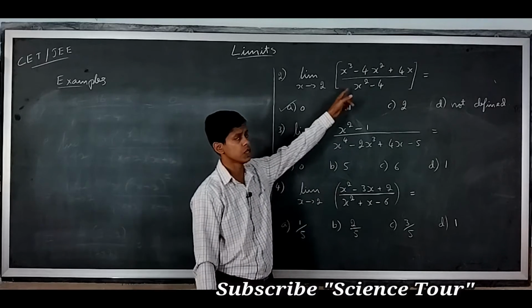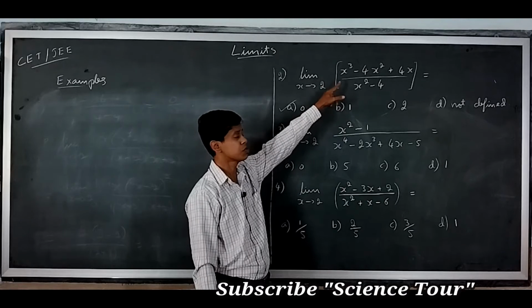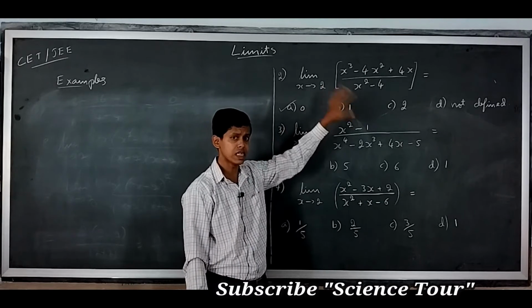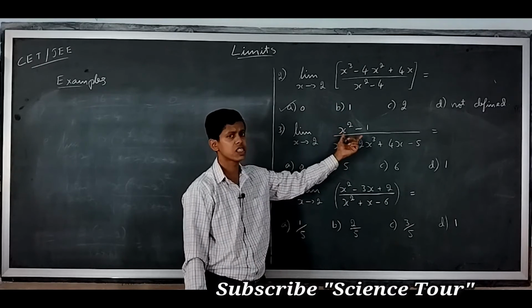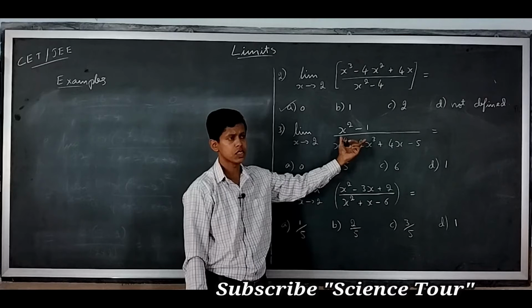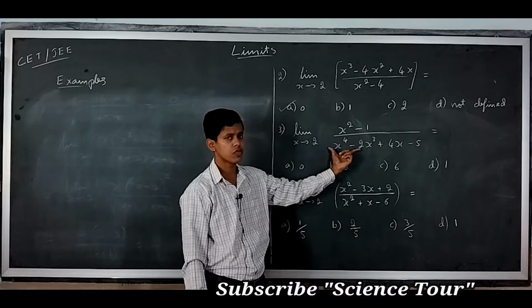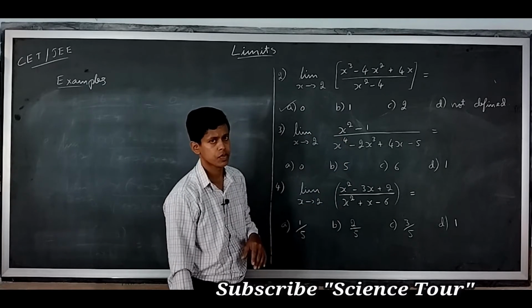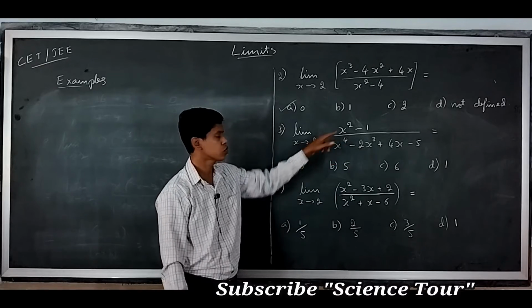See, what did we do here? We just substituted x becomes 2. Okay, we substituted 2 in place of x, and then we got 0 by 0, and hence we went for factorization. So don't go for factorization directly. Alright, so this is a tricky question. If you go for factorization of this fourth power will be very difficult, correct? So what you must do, put x tends to 2 first.